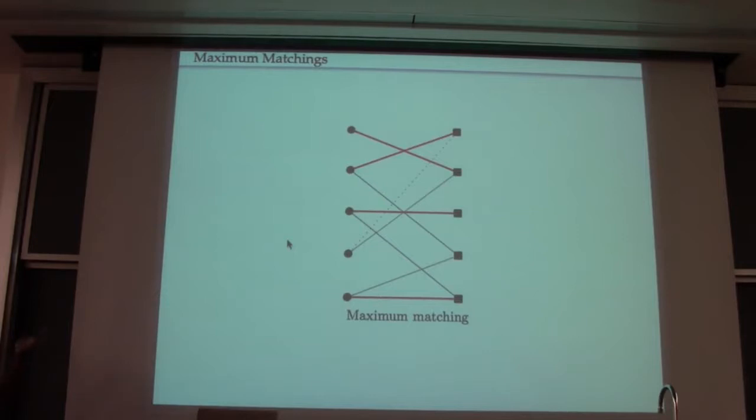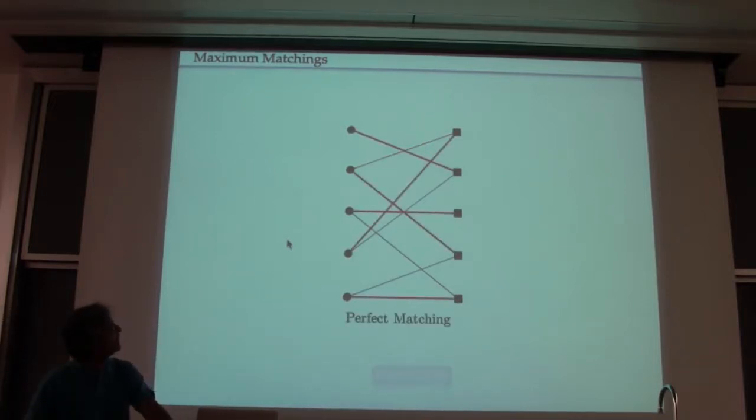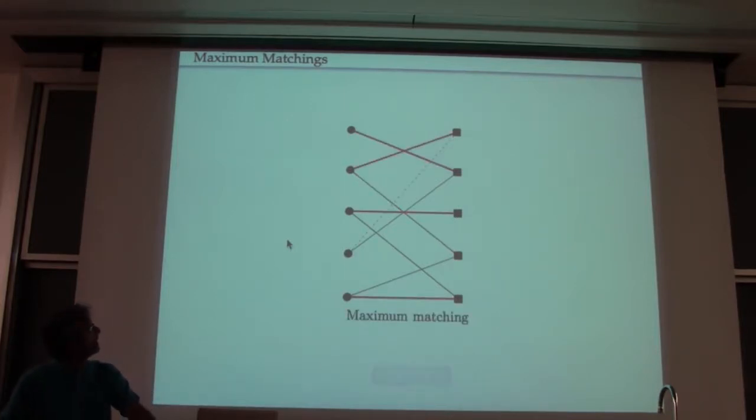But if you look at it carefully, you'll realize that if you look at the size of this matching, the number of edges in the matching, it is 4. In the previous case it was 5: 1, 2, 3, 4, 5. And now it's 4. You can't add another edge to this because I've removed that one edge. You can't actually change this matching, throw things out, put things back in to make it bigger.